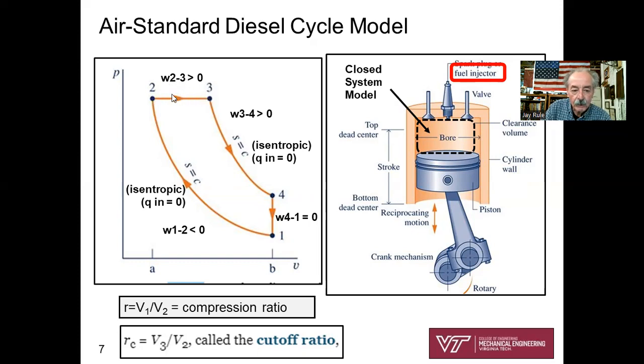Look at this. Work is bigger than zero. You can see it on the PV diagram. Work is the integral of P dV. Oh, I didn't mention, pardon me, the work from 1 to 2, the isentropic compression. Do you see how it's going to be a negative number? We're integrating right to left. Work is the integral of P dV. It takes work to compress the air.